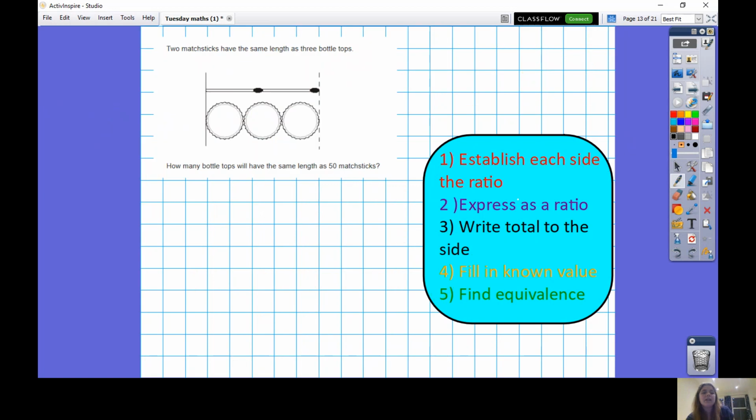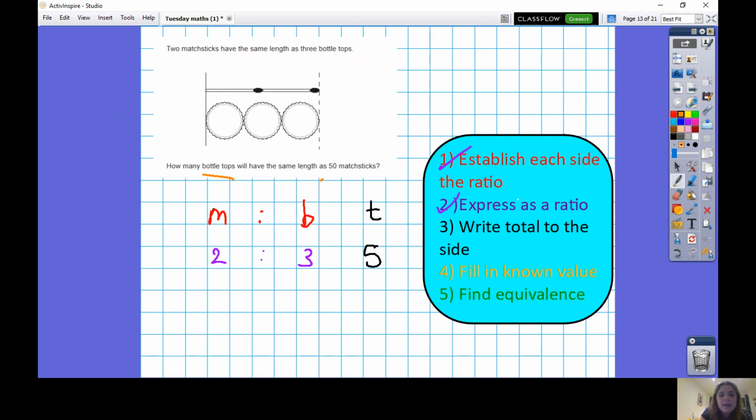Okay, let's have a look at this question where it's represented in a diagram. 2 matchsticks have the same length as 3 bottle tops. That means my 2 values are matchsticks and bottle tops. For every 2 matchsticks, I have 3 bottle tops. Now I'm going to write my total to the side. T, how many items is that in total? 5 items. Now time to fill in the known value.